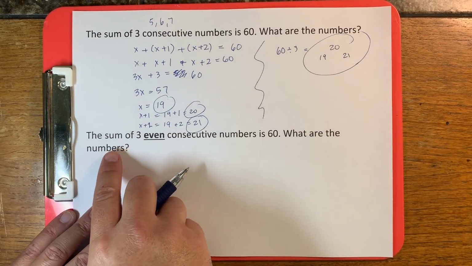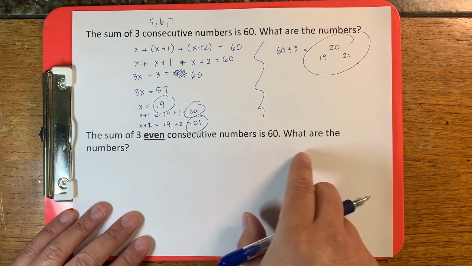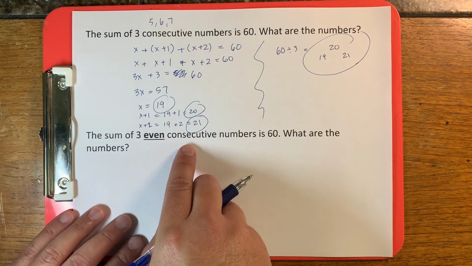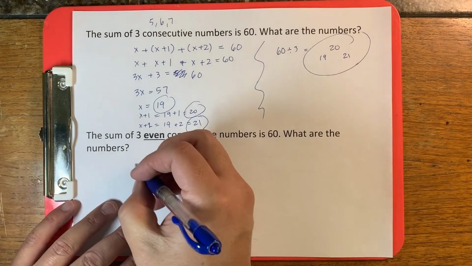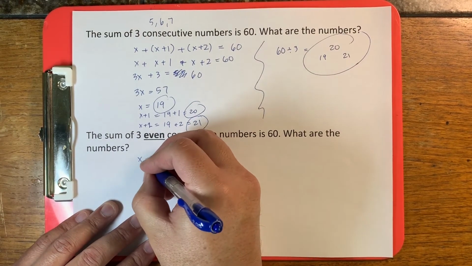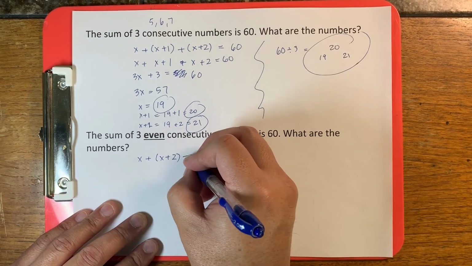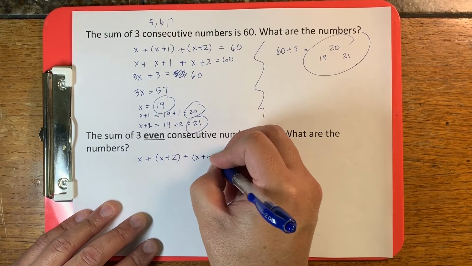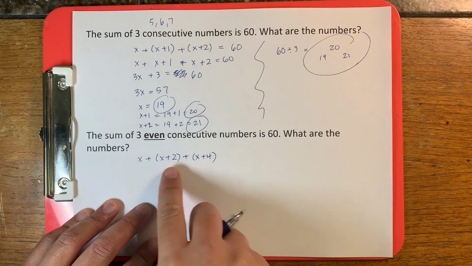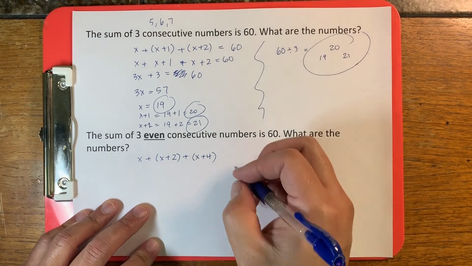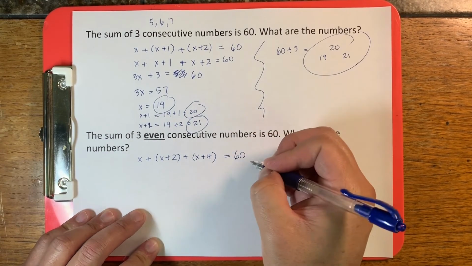Now, they can also ask this problem as an even or odd problem. Whether it says even or odd, you do it exactly the same way. You do x for the first number, x plus 2 for the second number, and then the third number will be x plus 4. Okay, we're just adding 2 to the second number. And then we're going to say this is equal to 60.